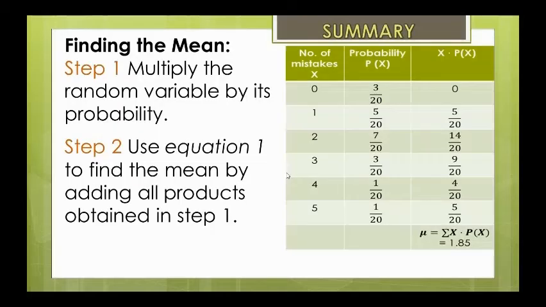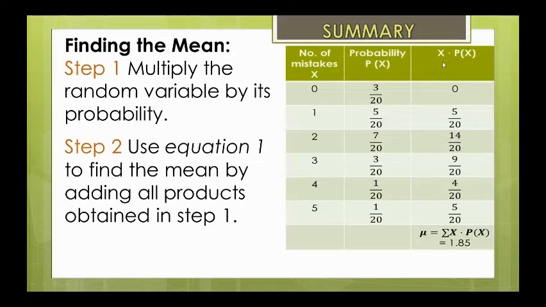So, yung ginawa natin kanina. So, step 1, finding the mean tayo. Ito yung una natin na solve kanina. Multiply the random variable by its probability. So, ito yung first step. Yung sa third column, this is the product of the random variable and its probability. And then step 2, use equation number 1. Ano yung equation number 1 natin? That is the summation of the x times p of x.